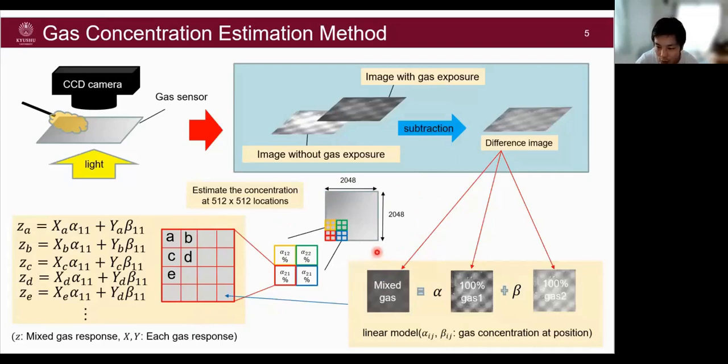The gas concentration for this subpixel is calculated using a linear model. Since we are calculating the density of each subpixel, we are calculating the density of 512 by 512 locations for the entire image.